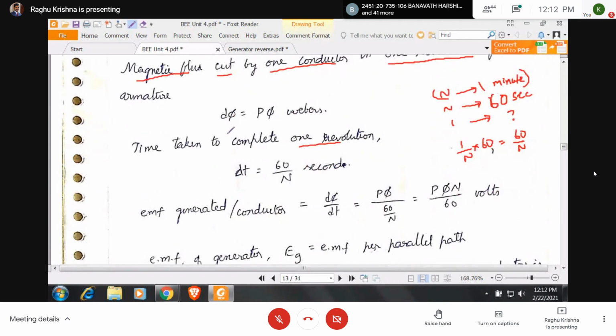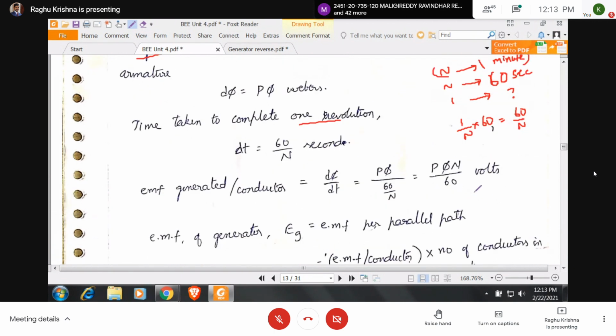So here we got dΦ and we have dt. So EMF generated per conductor is equal to dΦ by dt. This is according to Faraday's laws of electromagnetic induction. So dΦ by dt will give EMF generated per conductor. Substitute these values: dΦ is equal to PΦ, dt equal to 60 by N. So PΦN by 60 volts. This is the EMF generated by one conductor.